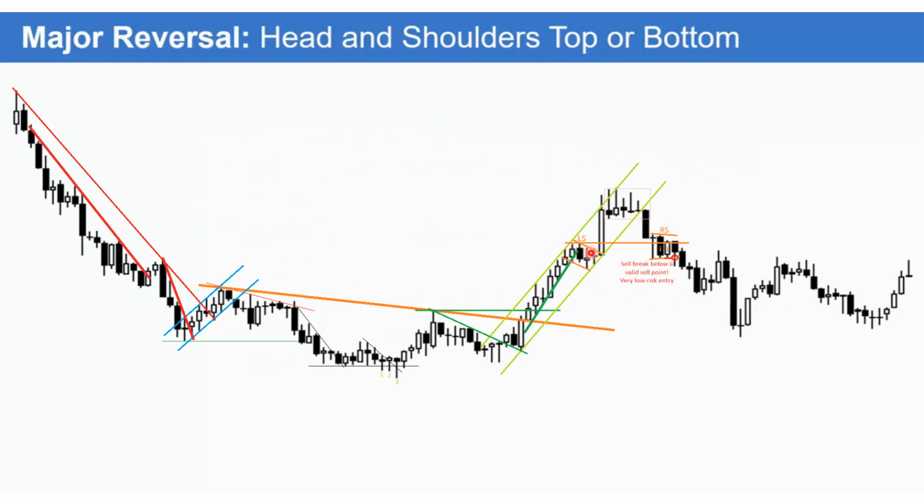This is the bull flag right at this point that later became the left shoulder, and this is the right shoulder. Realize that the right shoulder itself is an II pattern, inside bar, inside bar. What do you do in this situation? You sell below the break of the inside bar. That's a valid short point. That's a very low risk entry point. You stop out just right here.